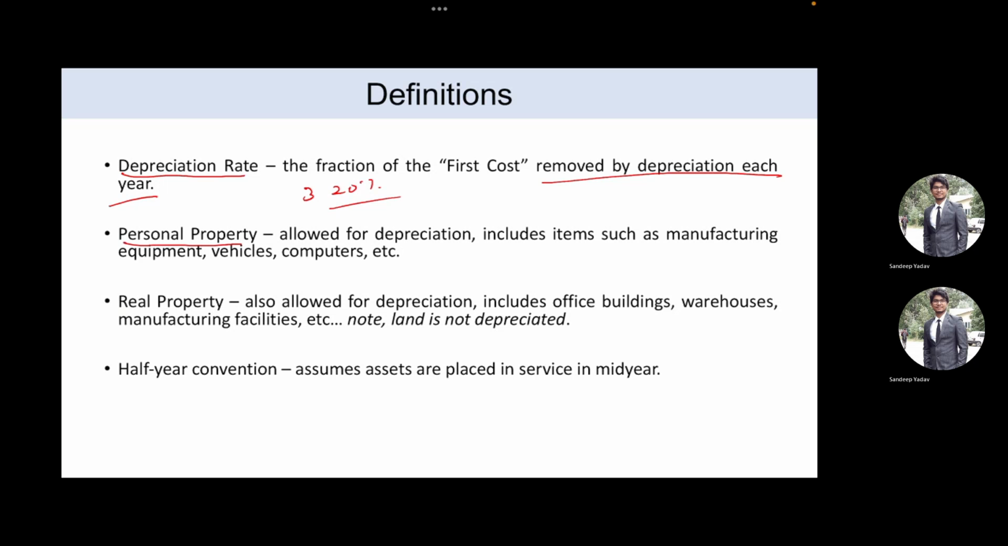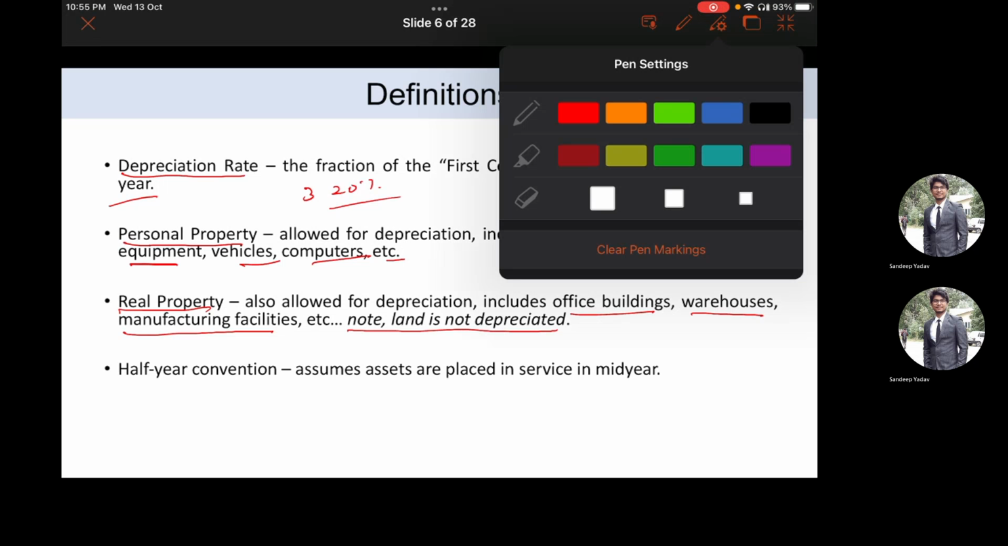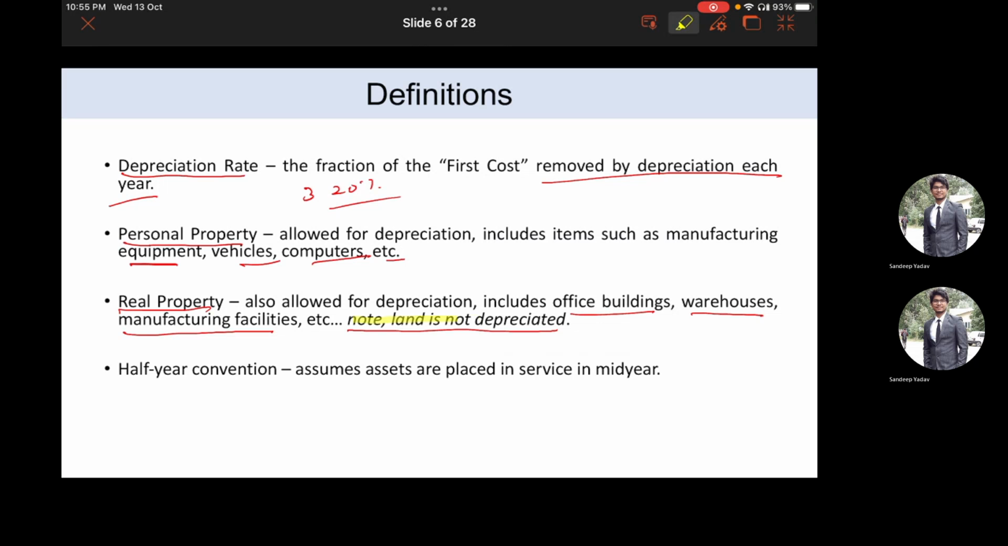Other thing is personal property. Personal property allowed for depreciation includes items such as manufacturing equipment, vehicles, computers, etc. Real property also allowed for depreciation includes office buildings, warehouses, manufacturing facilities, etc. Please note that land is not depreciable. Land will always remain the same.